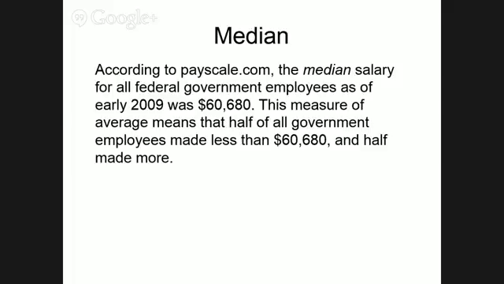Here's a pretty basic application of this for median. So sometimes instead of saying the mean salary, if you look on salary.com, if you want to see how much a nurse makes in a certain area, they'll always give you the median salary. In this example, the measure of average means that half of all government employees make less than $60,680 and half make more. So a lot of times people that publish salaries don't necessarily tell you the mean salary, they tell you the median salary, meaning half make above it and half make below it.